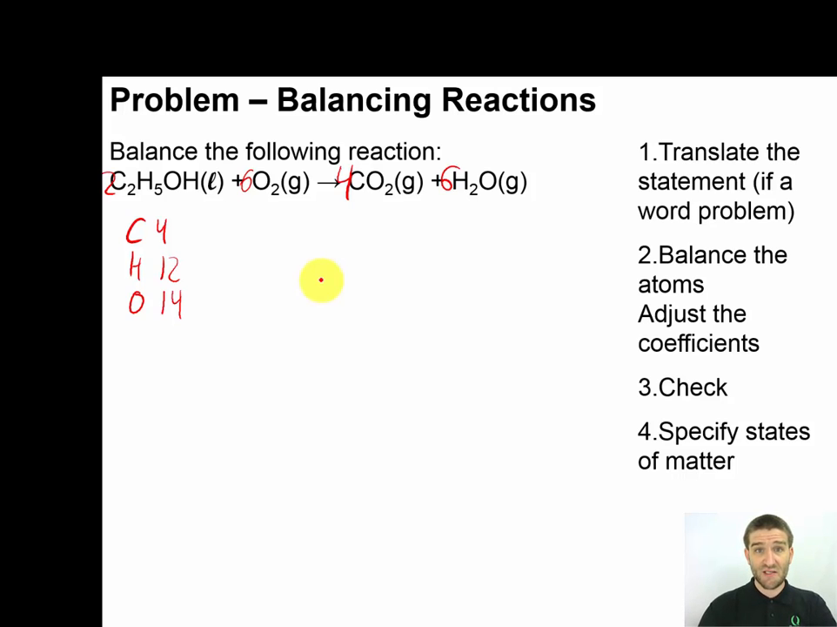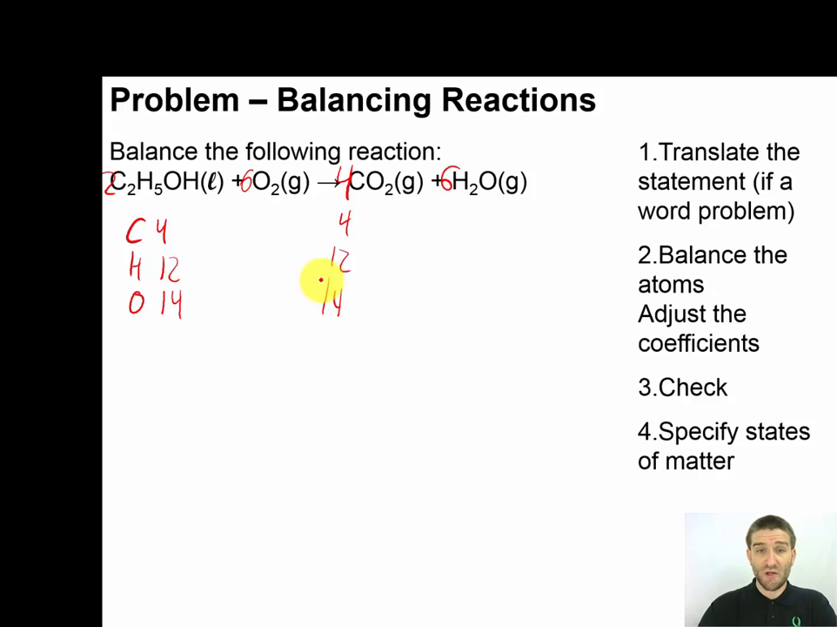Let's make sure I didn't make any mistakes in my balancing by switching to the other side. I've got 4 times 1 for carbon. Now for oxygen, I've got 4 times 2, so that's 8, plus 6, that's going to get me to 14 oxygens. And then for hydrogen, no hydrogens here, 2 times 6, that will give me a total of 12. Okay, so this is balanced.